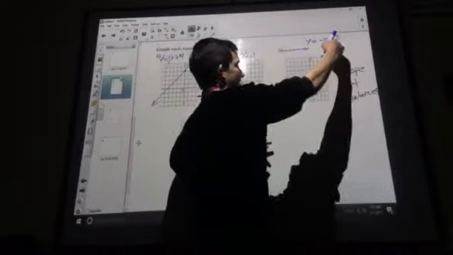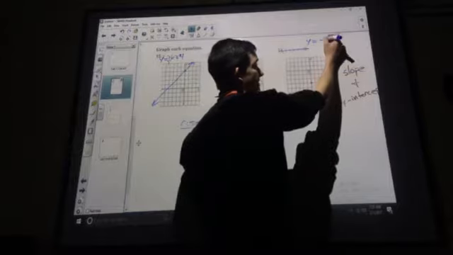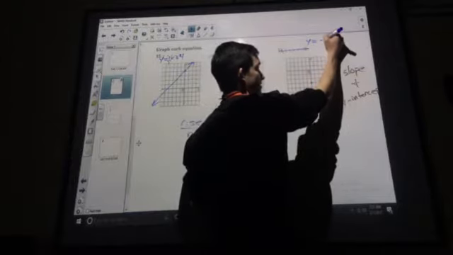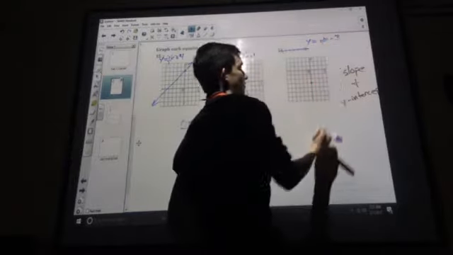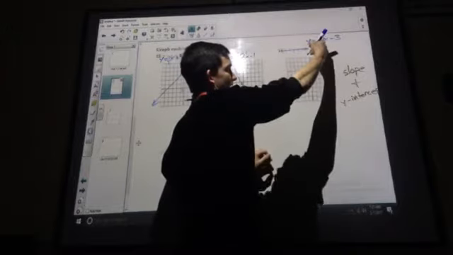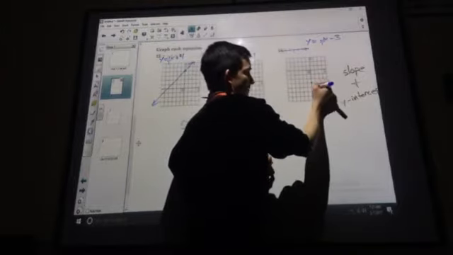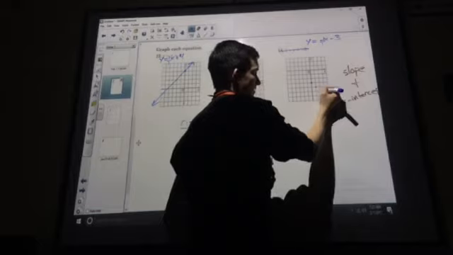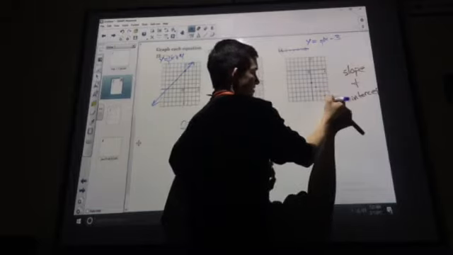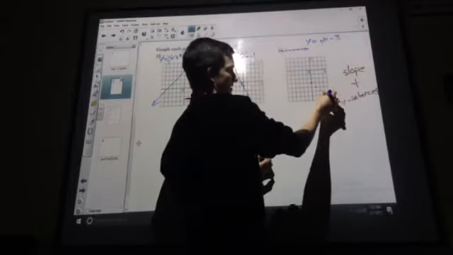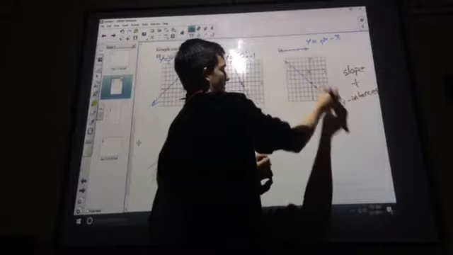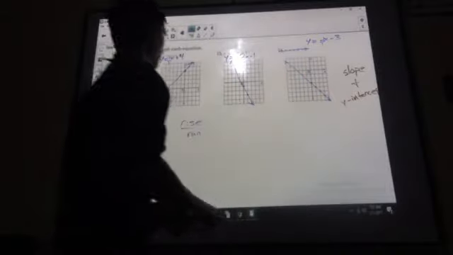This one starts at negative 3. I'm going to go down so that it's a negative, but there's still negative 1 divided by 1. Okay? So negative 1, down 1, right 1. Down 1, right 1. Down 1, right 1. You just keep doing that, and look, straight line. So that's how you do all three of those, actually.